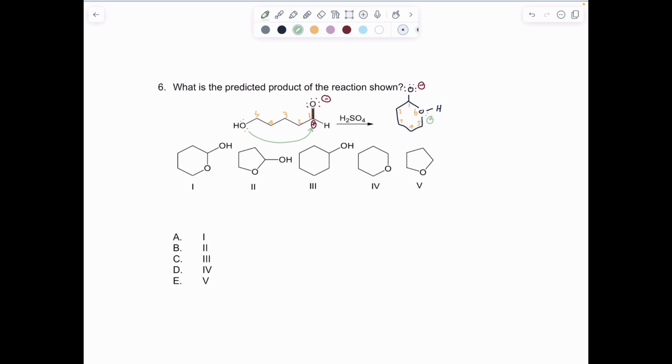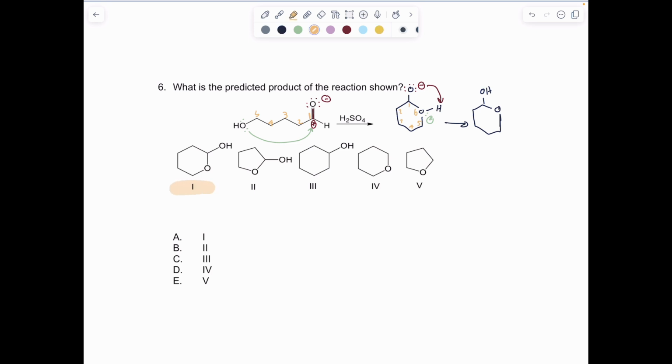So to balance these charges, we're going to need to deprotonate the oxygen on position 6, and we're going to protonate the oxygen that's connected to the carbon at position 1. And we can just show this as another intramolecular interaction. So I'll just show this oxygen grabs that hydrogen, and then we are left with our final product looking like this. Which looks to me like answer choice 1.